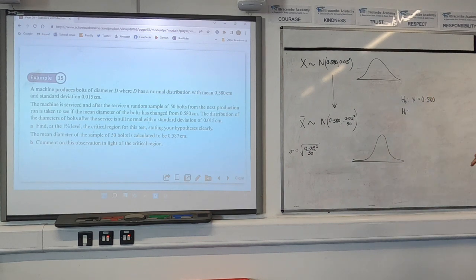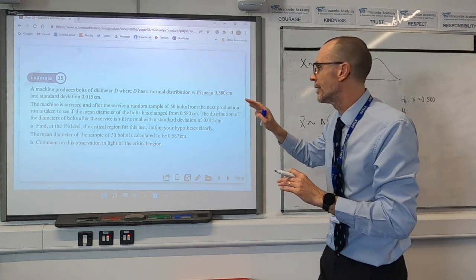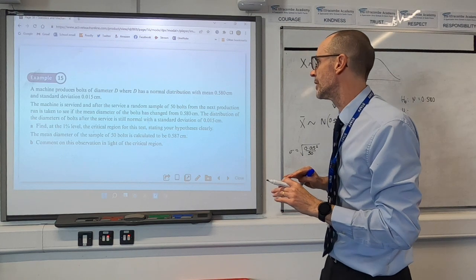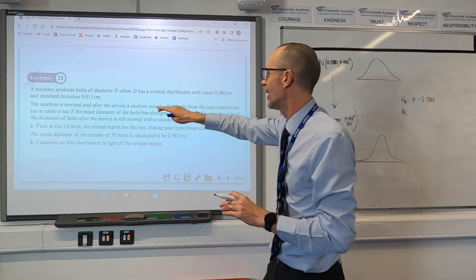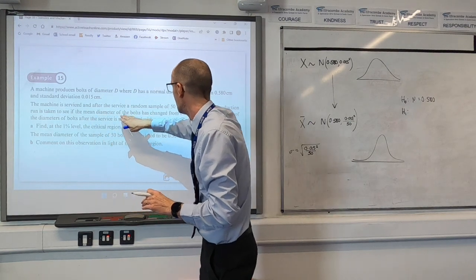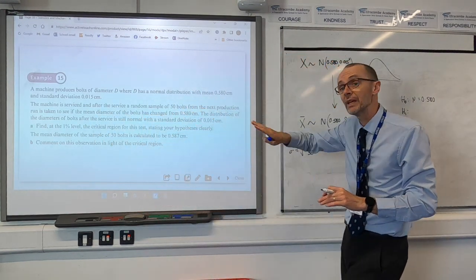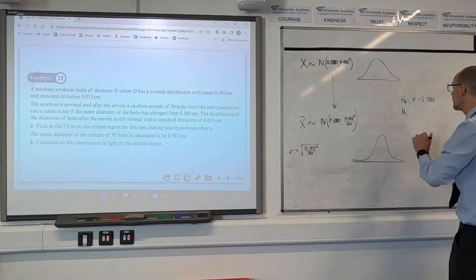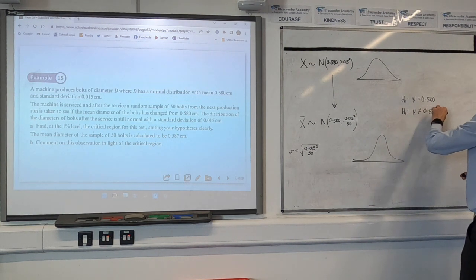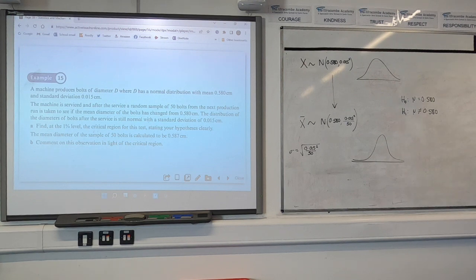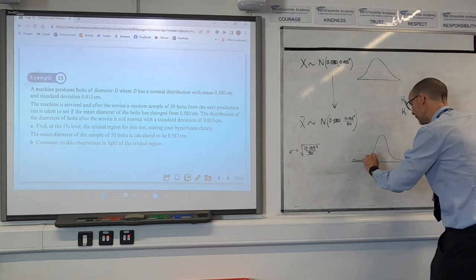But this time, it says here, to see if the mean diameter of the bolts has changed. Not if it's bigger, not if it's smaller. So that means that we're dealing with a two-tailed test. So we need to look at the top and the bottom.